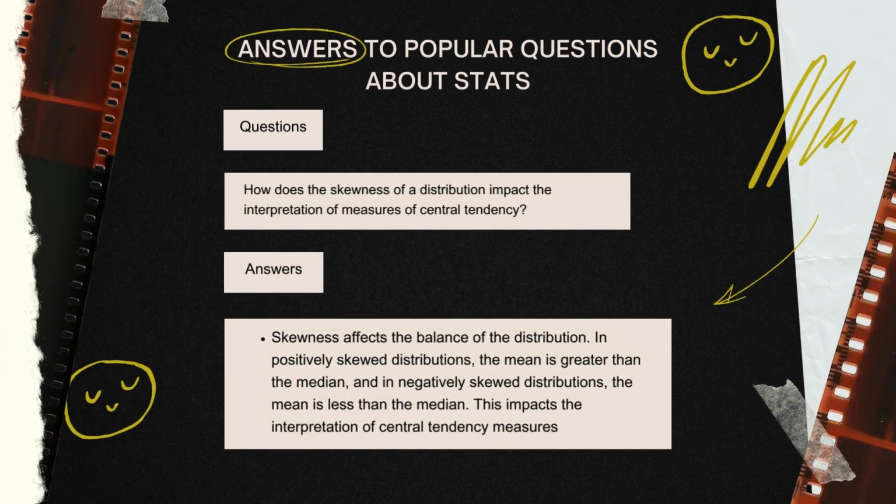Question: How does the skewness of a distribution impact the interpretation of measures of central tendency? Answer: Skewness affects the balance of the distribution. In positively skewed distributions, the mean is greater than the median, and in negatively skewed distributions, the mean is less than the median. This impacts the interpretation of central tendency measures.